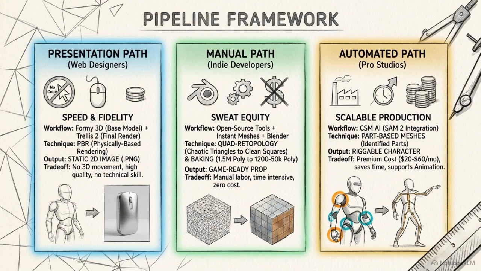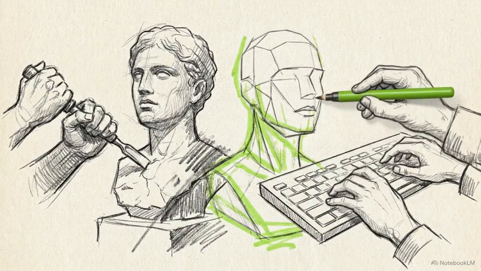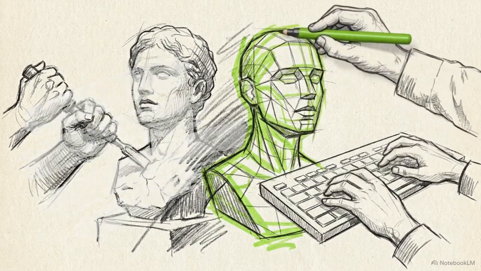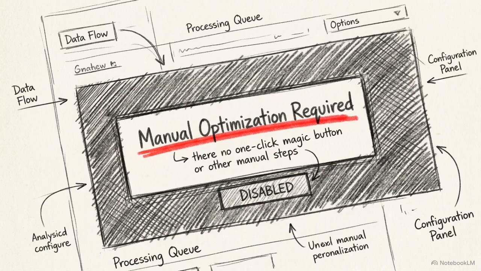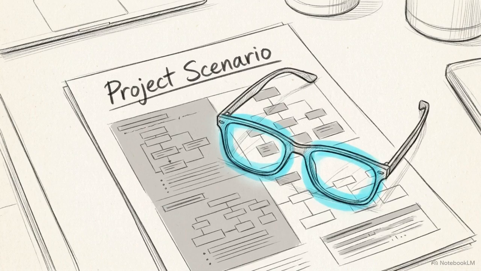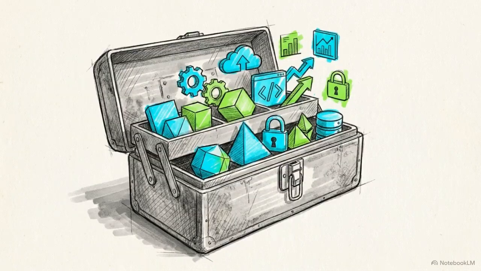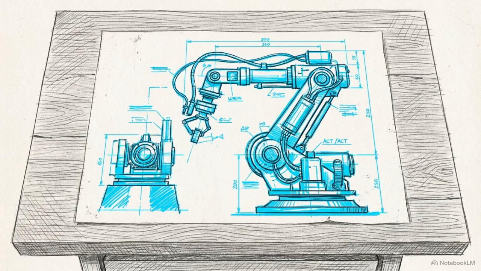If you are an indie developer with no budget, use open-source generators paired with Instant Meshes and Blender to trade your time for free, engine-ready props. And if you are a pro studio needing riggable characters at scale, invest the monthly premium into CSM AI to buy back your time and keep your focus on game design. Generative AI does not erase the hard work of the 3D pipeline. It simply changes where you choose to spend your resources. Stop searching for a magical one-click button. Identify your specific scenario, pick your toolset, and start executing the optimization blueprint that actually fits your project.